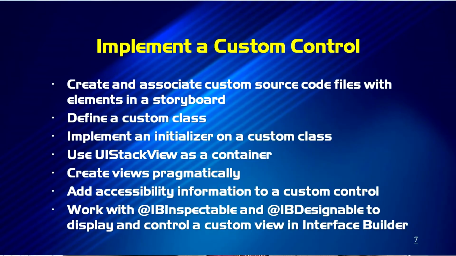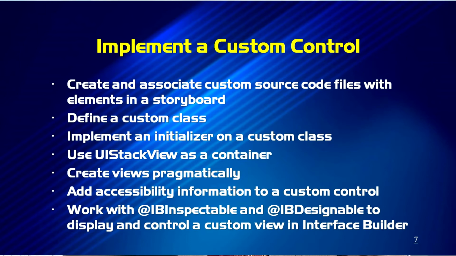Then we have to implement a custom control. So, to implement a custom control, we have to create and associate the custom source code files with elements in a storyboard. Then we have to define the custom class, and once we define the custom class, we have to include all those actions, all that data which we think needs to be in place to make our app function appropriately and in the way we want.